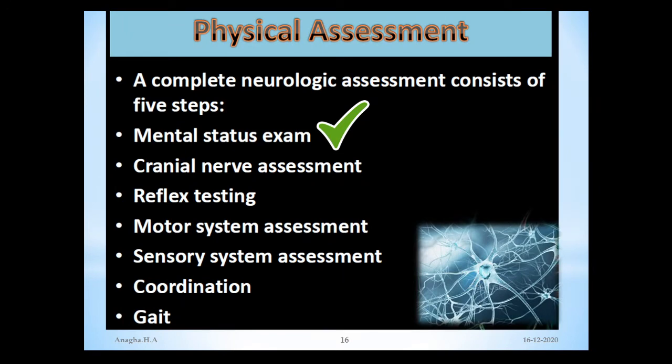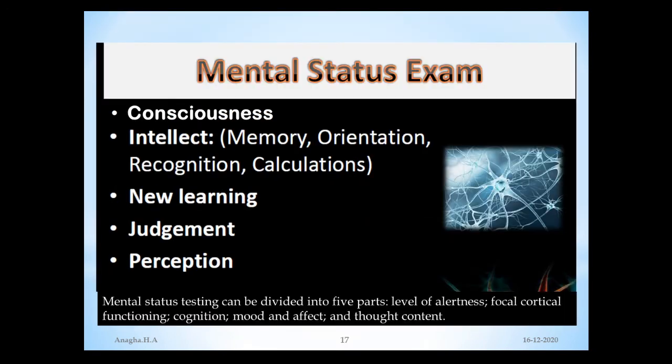So the first step we are going to do now is the mental status examination. Mental status examination has 5 to 6 components. Like it can be divided into 5 parts. The first is consciousness, level of alertness, focal cortical functioning, cognition, mood and affect, and the thought content. But as we explain through this mental status examination, we get to know that there are many more components which are to be included in mental status examination. But in brief, these are the main 5 parts which are included. I repeat: level of alertness, focal cortical functioning, cognition, mood and affect, and the thought content.